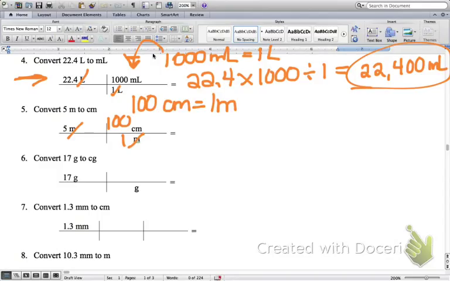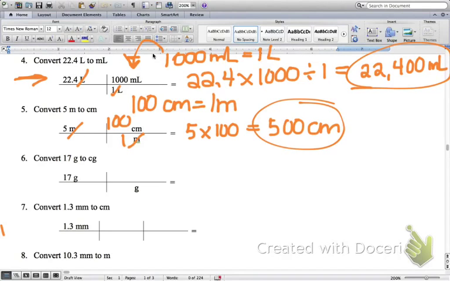What am I going to type into my calculator if I use a calculator? 5 times 100. And you could divide by 1 if you want to do that, but not necessary. So what is 5 times 100? 500, and then my units are? CM. No naked numbers. 500 centimeters. Okay? All right, next one.